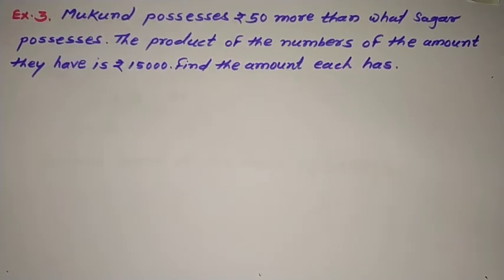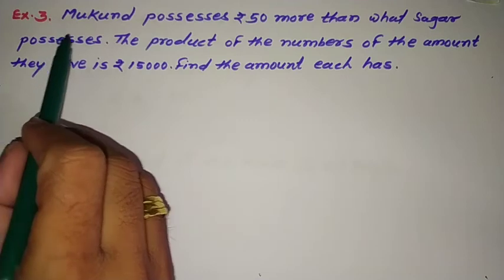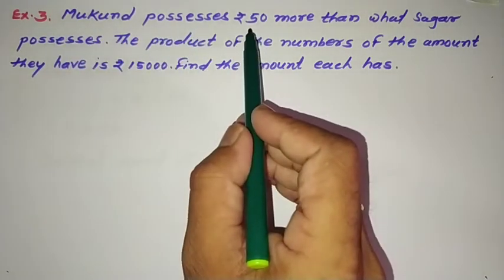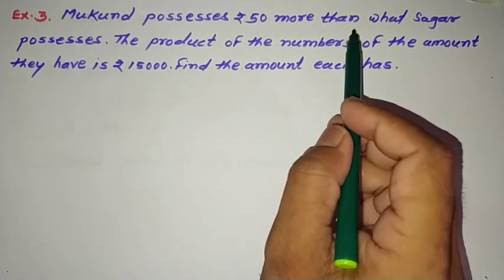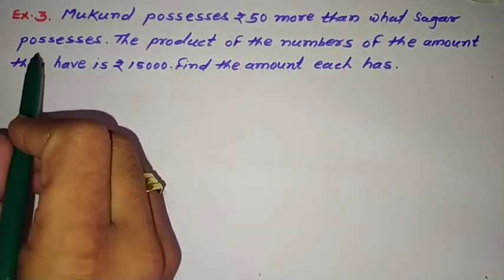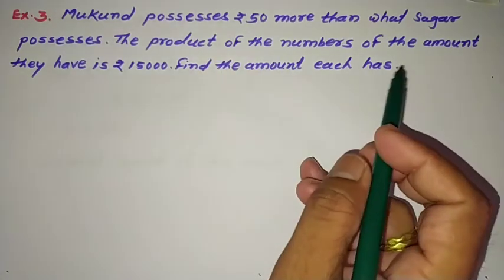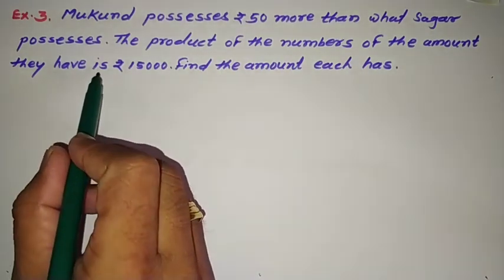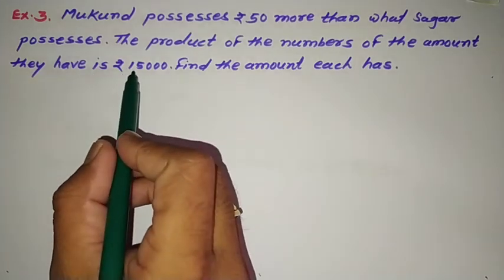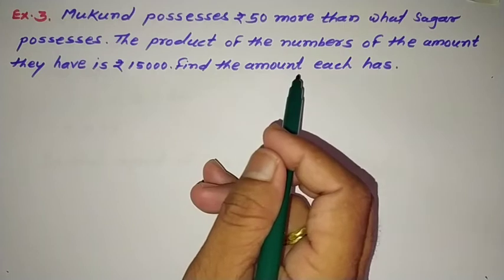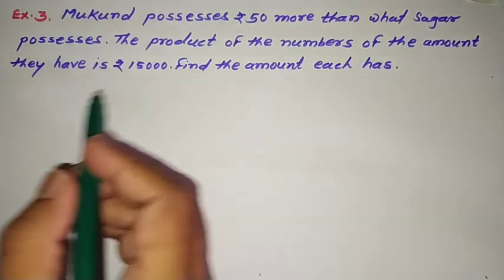Let's see the next example, number 3. Mukund possesses Rs 50 more than what Sagar possesses. The product of the amounts they have is rupees 15,000. Find the amount each has.